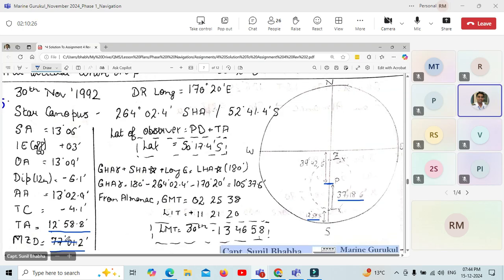Oh, not required. Not required. If you want, you can do it, but you need not calculate it. Not required.